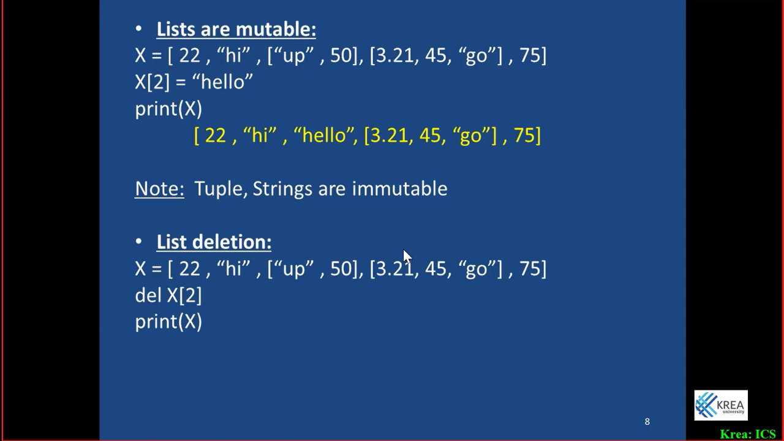List deletion: there is an inbuilt function del which helps to delete a particular element in a list. For example, X is a list which has 5 elements and you want to delete the second position element, you can use del x[2]. If you print x, the second position element will be removed in your final output.